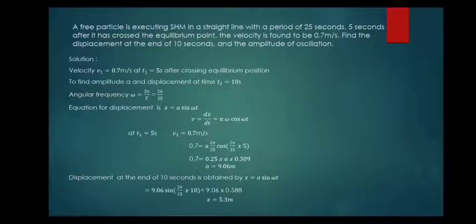Now the displacement at the end of 10 seconds is obtained by the above equation, x equals a sine omega t, where displacement is unknown but amplitude is already calculated, which is 9.06. So substitute it in this formula. You will get 9.06 into sine of 2 pi by 25 into time, which is 10 seconds, which will be equal to 9.06 into 0.588, which is equal to 5.3 meters.